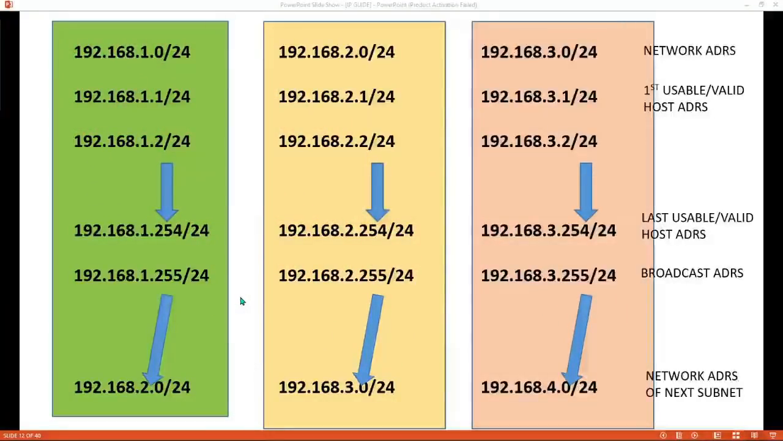Okay. For now, just know these terms: network address, broadcast address, first usable valid host, last usable valid host, and the next network's network address. Likewise, these key terms must be understood before you approach the calculations. Okay. So if you know the broadcast address, you can simply deduct 1 to find the last usable or valid host address. And also, if you know the second network address, if you deduct 1 from it, you can get the broadcast address of the first. For example, if you have 3.0 and the second network is 4.0, you can deduct 1.